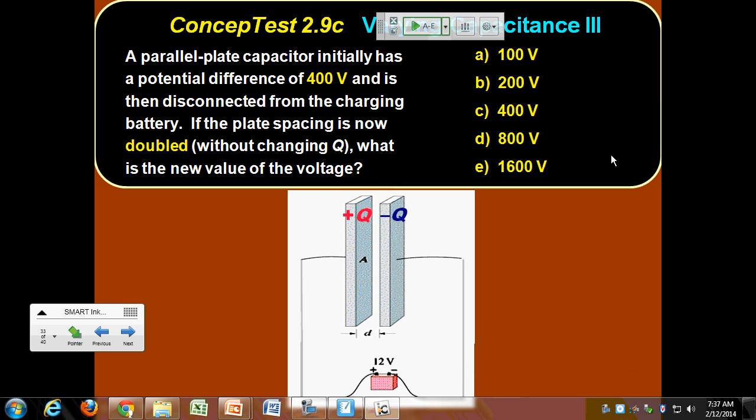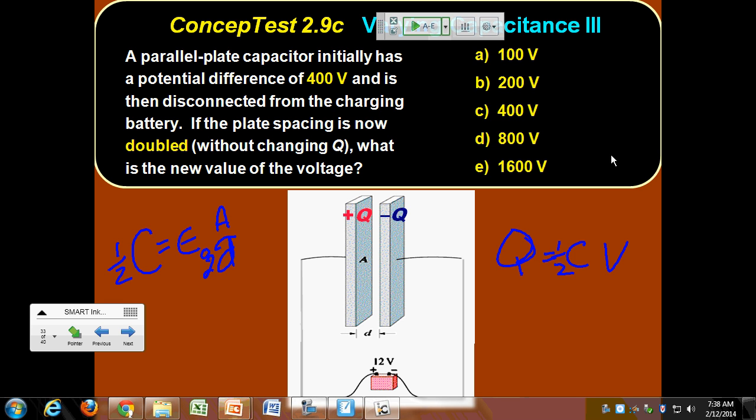Let's see. So I know I have these two expressions. C is epsilon naught A over D. What am I changing? Doubling the plate spacing. Yeah, so I get half the capacitance. And then I go over here. I know Q is equal to CV. I'm halving the capacitance. What's remaining constant?